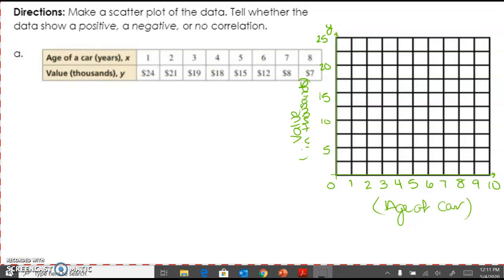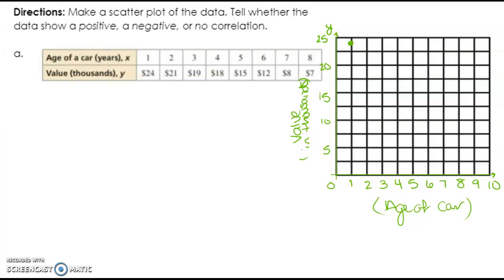I'm going to start with the first point, so 1 and 24. When I plot that, I'm right up there. I am just estimating this a little bit because I know that I'm not going to be directly on a point. And then 2, 21 is going to put me right there roughly. And then 3, 19 right there. And so on and so forth. You can just fill in your scatter plot. And remember, when we're making a scatter plot, we're not connecting the dots. We're just putting the points up on our graph. And that's it. We can see a trend here already.